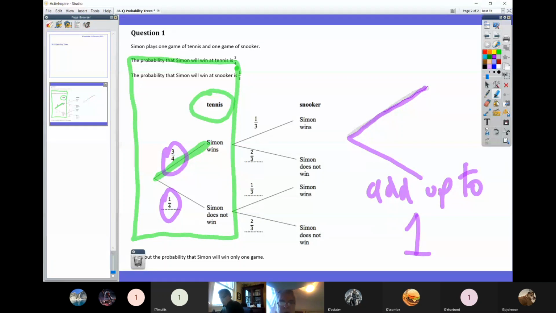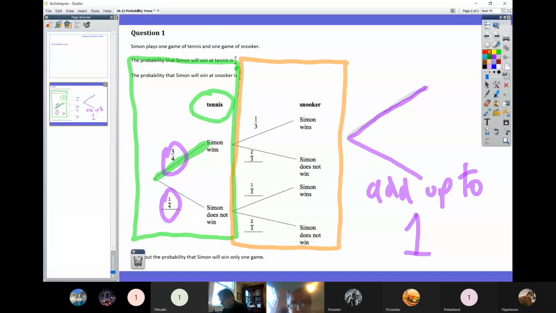We then move on to the second half of the diagram, and that's all about the snooker. Now, we were told in the question the probability that he wins is 1/3. So therefore, that does not win was always going to be 2/3, because again, those two branches have to add up to a whole. Now, what's going on at the bottom on the right-hand side?